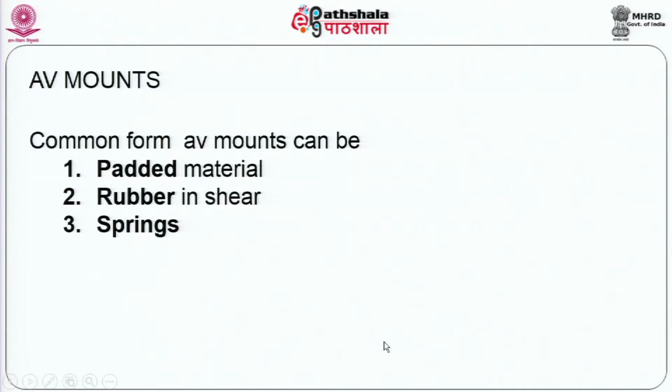Now, what I showed you was a rubber in shear device. These mounts, AV mounts meaning anti-vibration mounts, are available in various forms. They are available as padded material, they are available as rubber in shear, they are available as springs. Now, if you just look at the physical parameters of these three, you will find that this device is the one that tends to give you the largest deflection. It is what you see in a lorry, it is what you see under your car. The spring may be in the form of a leaf spring, it may be in the form of a coil spring, but those are the devices which give you the maximum amount of deflection.